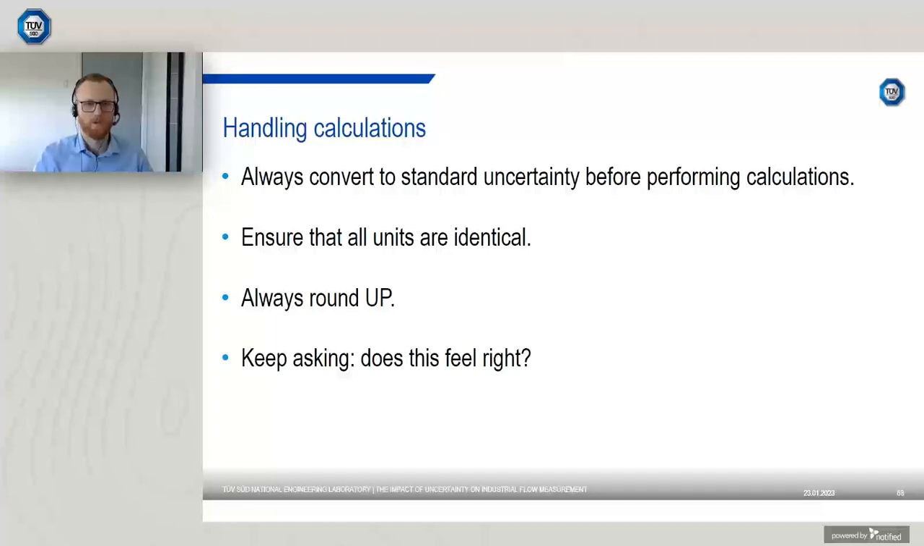So just a few points to summarise on handling calculations. Always convert to standard uncertainty before performing them. It's just easier that way, particularly when you've got different distributions. Ensure the units are identical for your calculation, and also for your sensitivity coefficients. Always round up. Probably less of a relevant point now that everyone predominantly uses Excel spreadsheets to do their budgets, and they will do that for you. And although these can be fairly detailed calculations, a good check is asking yourself whether your calculated value feels right. Is that about what you thought the uncertainty in the value was?